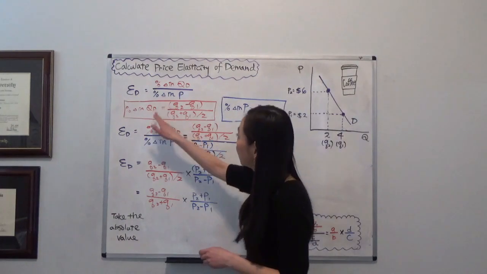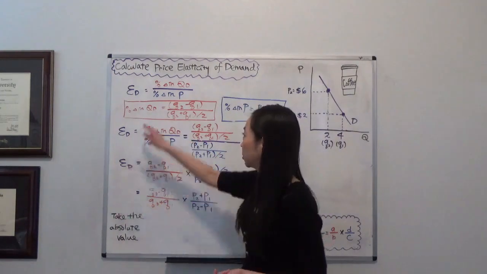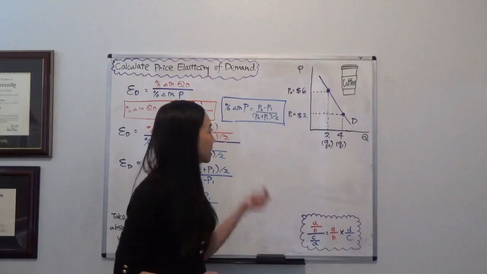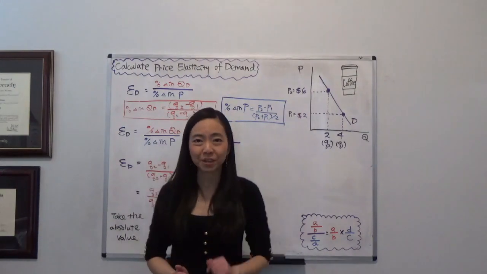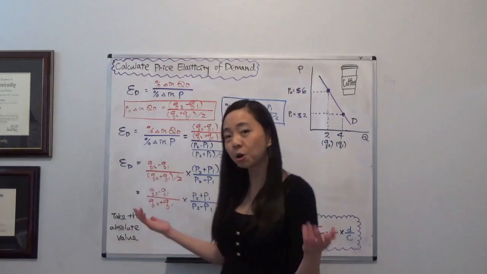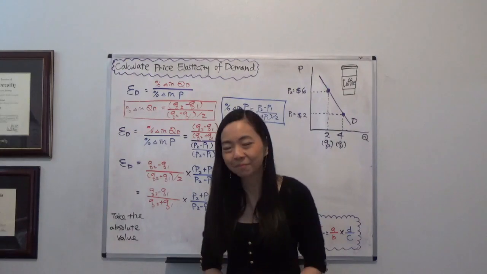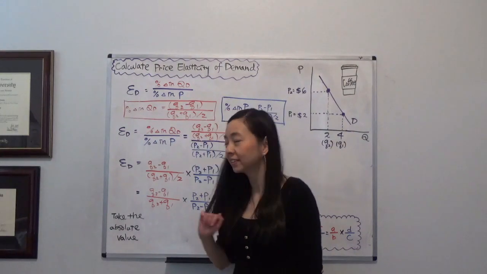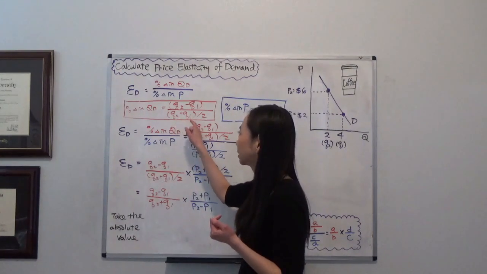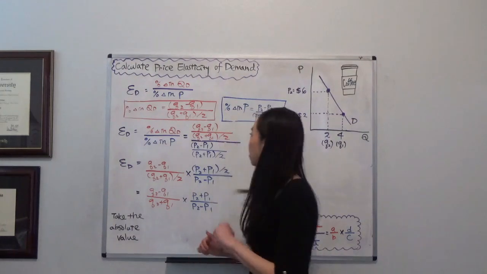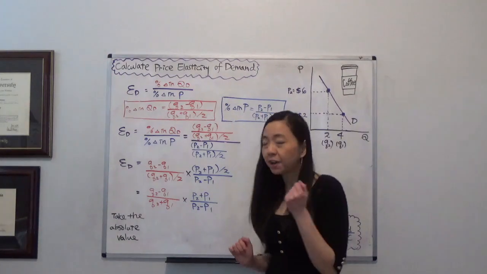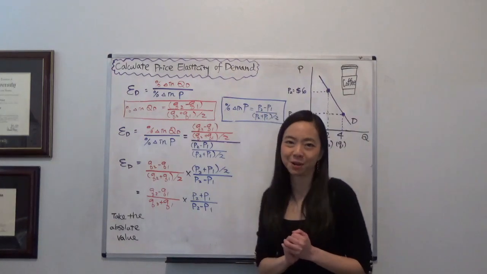And we're going to use the midpoint formula to calculate percentage change in quantity demanded as well as the percentage change in price. So suppose your price goes up from P1 to P2, your quantity demanded goes down from Q1 to Q2. Then our percentage change in quantity demanded would be Q2 minus Q1 divided by the midpoint of Q2 and Q1. So Q2 plus Q1 divided by 2. And your percentage change in price is equal to P2 minus P1 divided by the midpoint of P2 and P1.